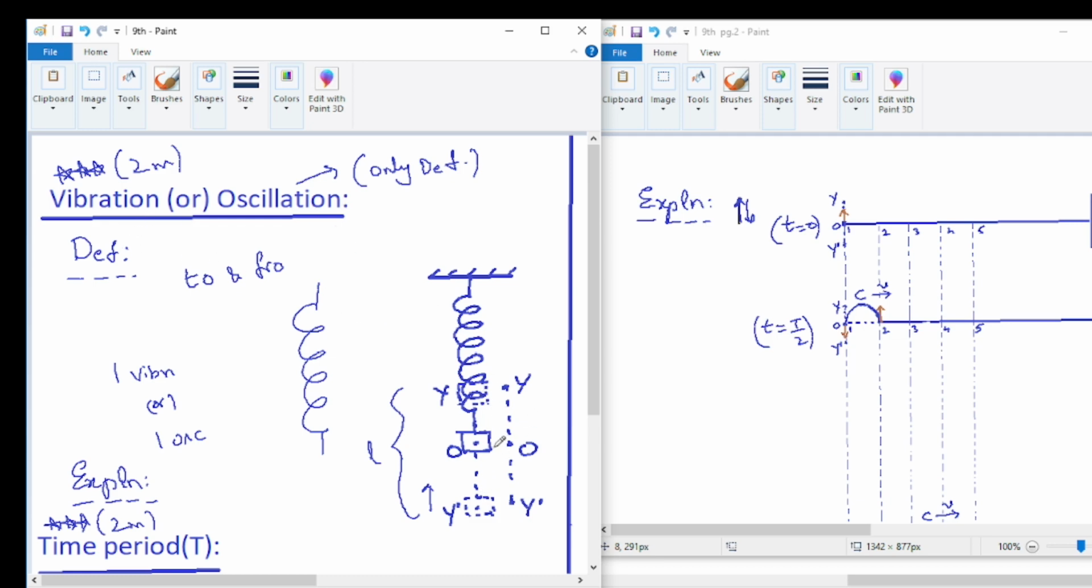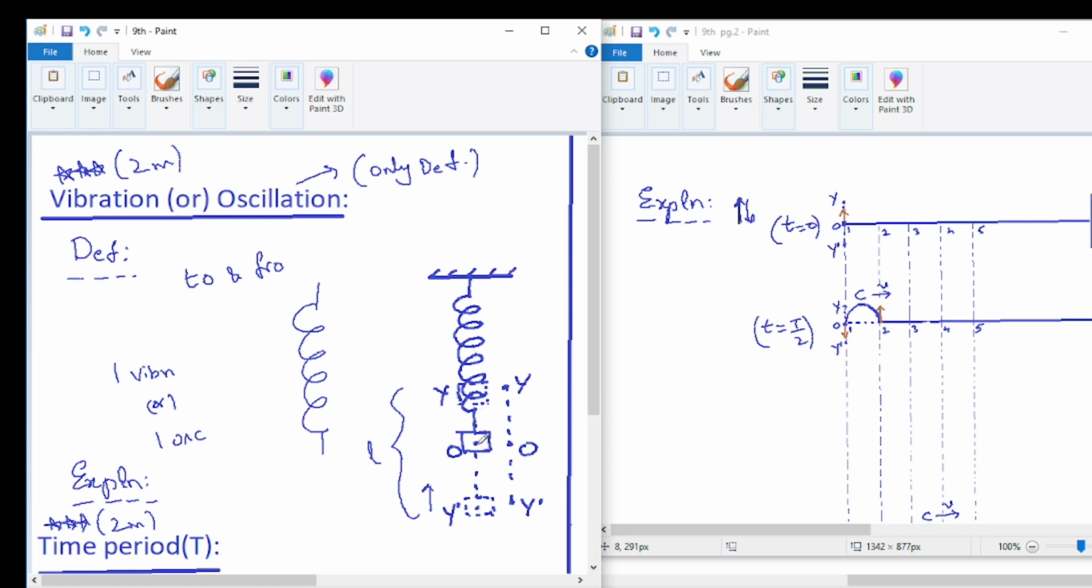Now we are again dividing this one vibration into two different halves. One is above the mean position O and one is below the mean position O. When it is going from the mean position to the top extreme position y and then back to O, the motion is completely in the upper half of the path. That's why it's called the upper half of the vibration. Just remember this.